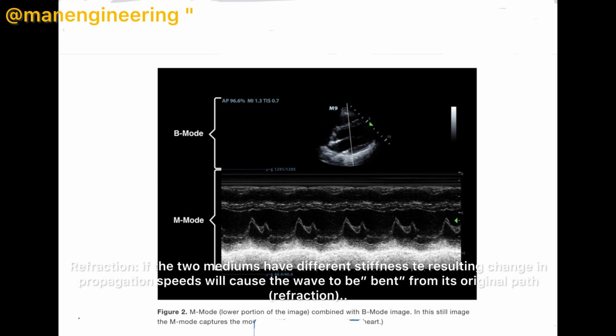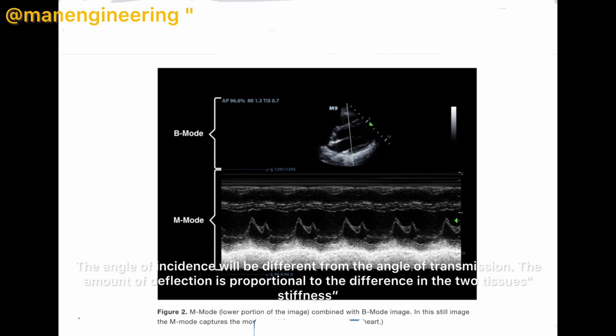Refraction: if the two mediums have different stiffness, the resulting change in propagation speeds will cause the wave to be bent from its original path. The angle of incidence will be different from the angle of transmission. The amount of deflection is proportional to the difference in the two tissues' stiffness.